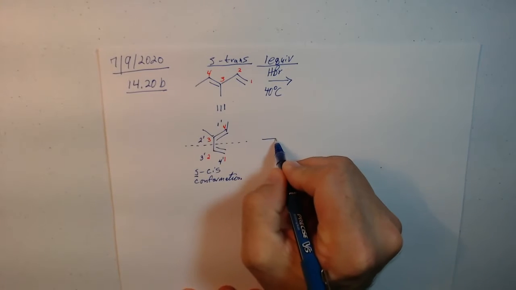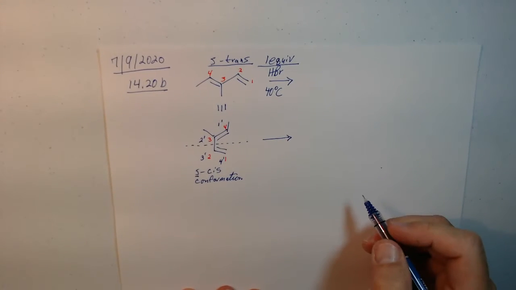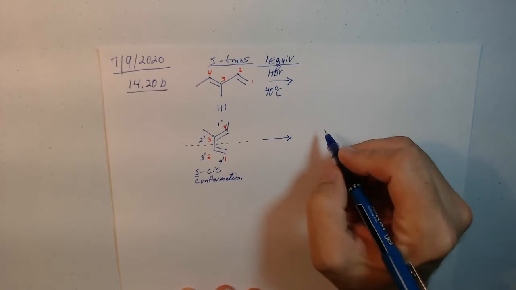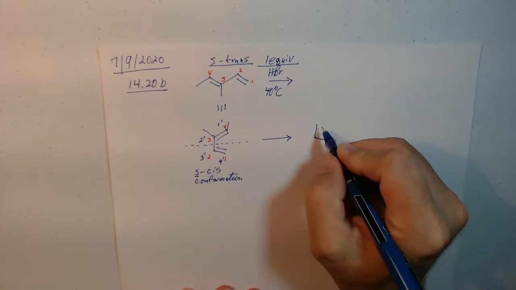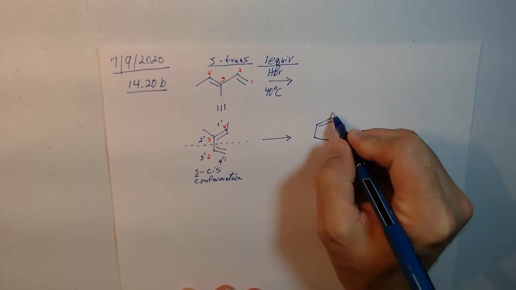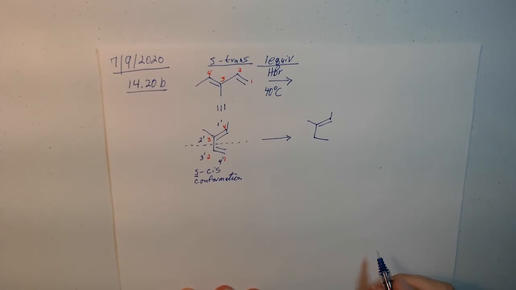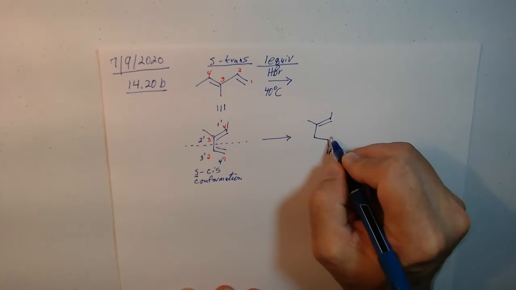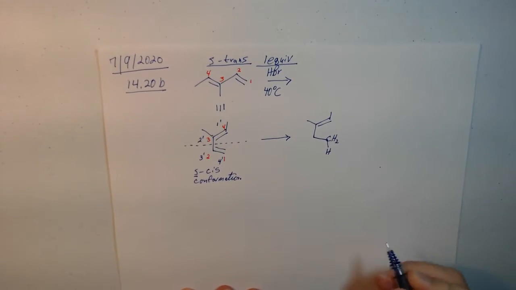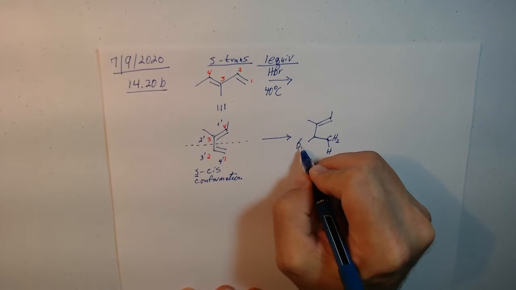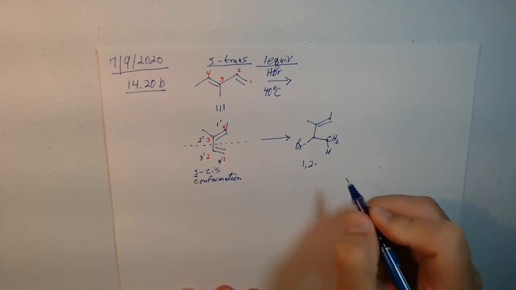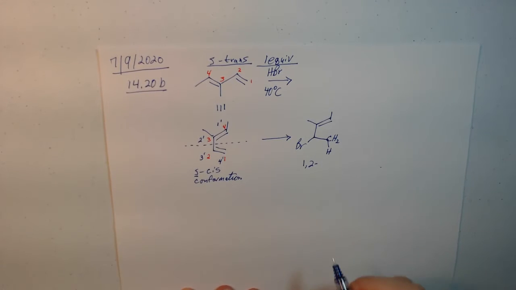And so now if we look at the products, and we're going to look first at the two different 1-2s, so I could add, and I'll keep the conformation of the molecule the same, so you can see H goes on the terminal carbon, and the Br would go here. So this would be a 1-2 addition product.